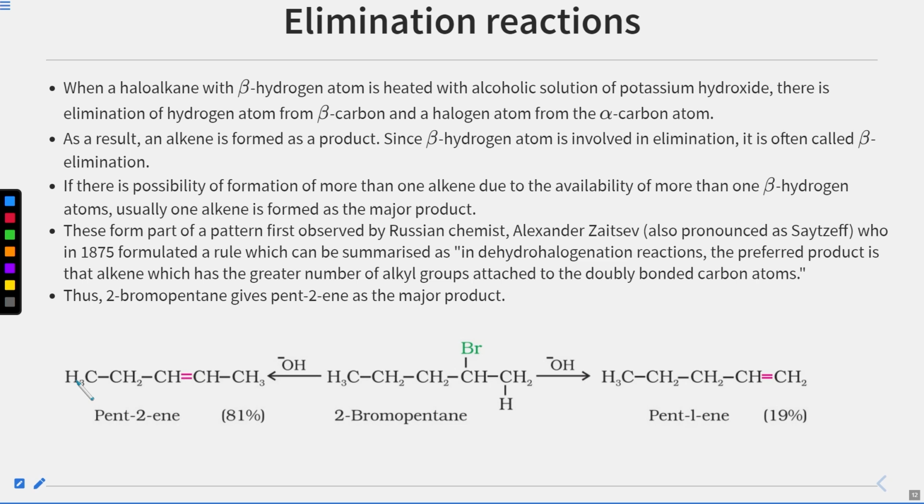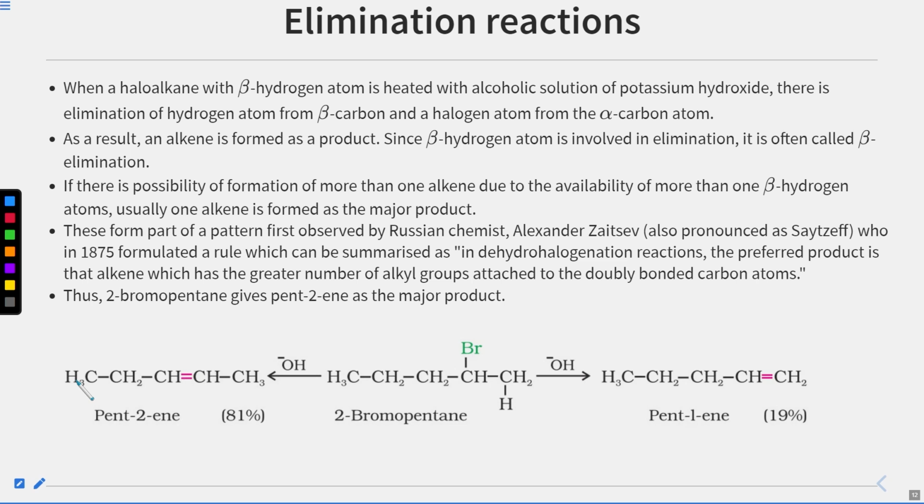So this was the thing. Now since there is a back attack in the case of SN2, there is an inversion of configuration, meaning R changes to S. Now if it is not SN2, then it is SN1, and since the carbocation that is formed is vulnerable to attack from both sides, that is upside and backside, it leads to both products, R and S. This leads to racemization because the probability of attack from both sides is equal.